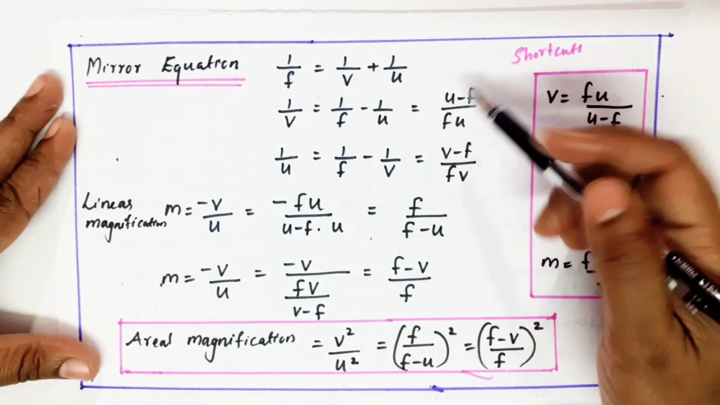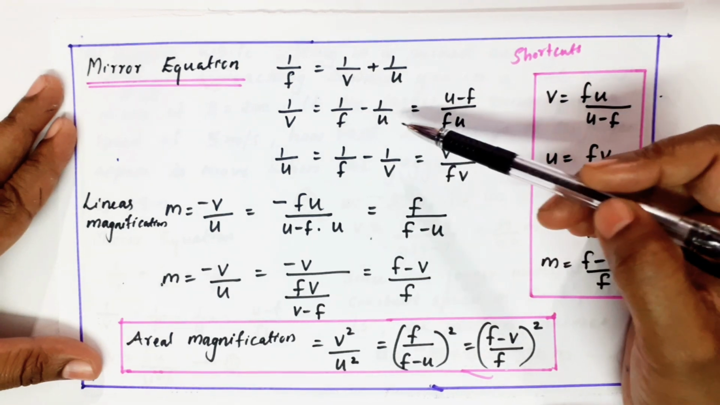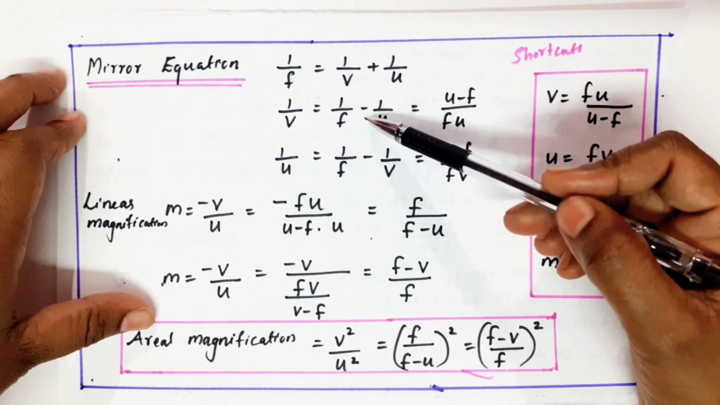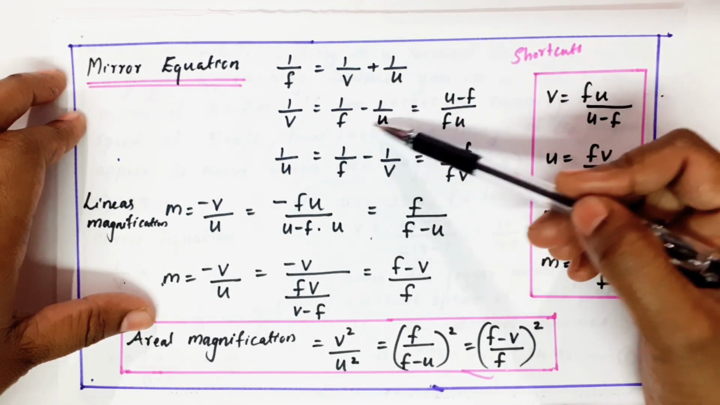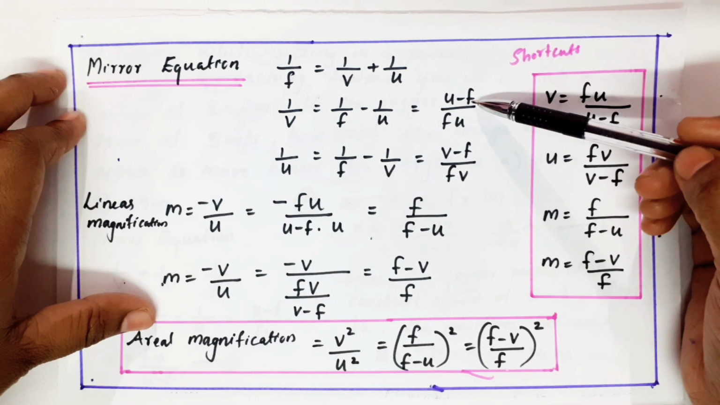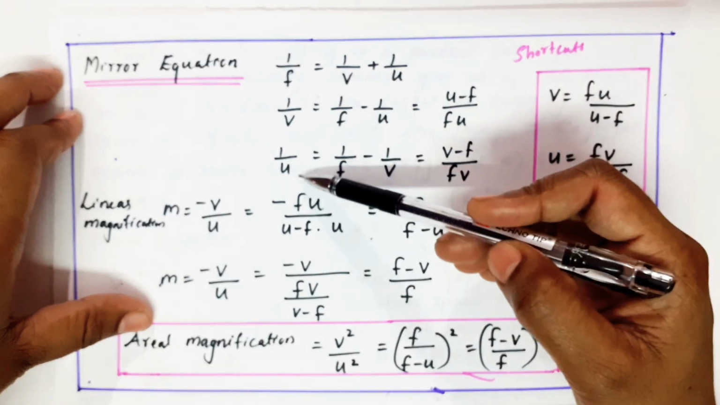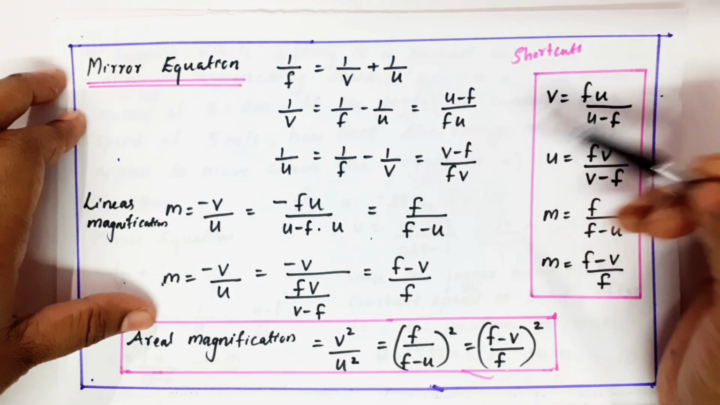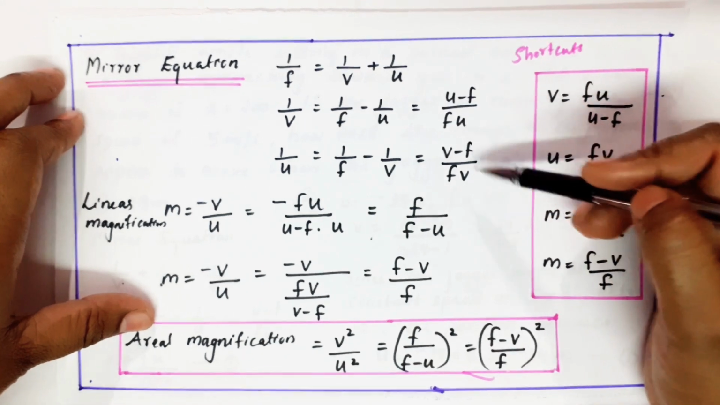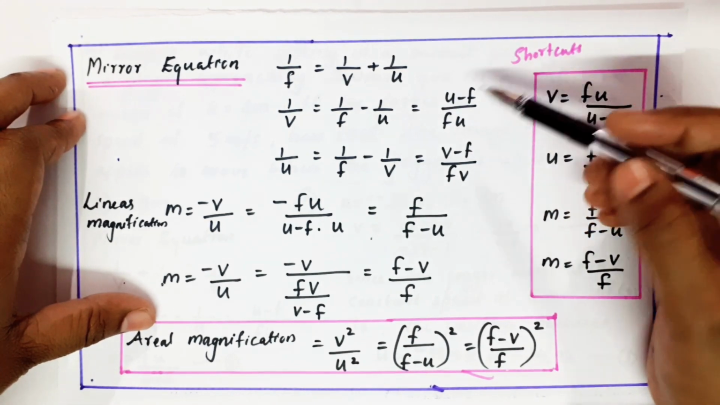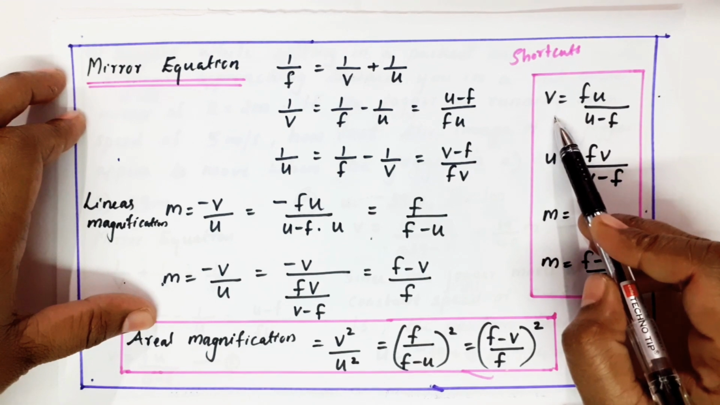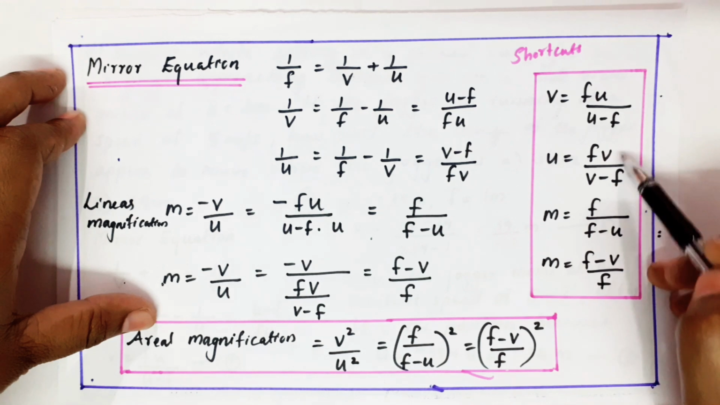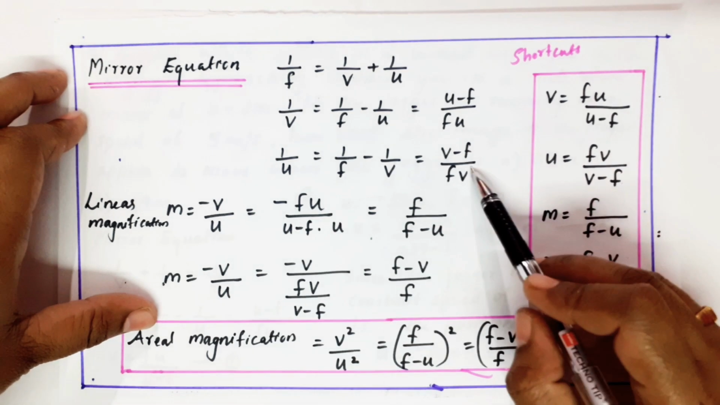I am going to convert this equation into a simpler form for doing numericals. 1 by v we can write as 1 by f minus 1 by u. If you take the LCM, it is fu by u minus f. If we need 1 by u, it is 1 by f minus 1 by v, that is v minus f by fv. So you can write the shortcut form for v and u: v equals fu by u minus f, and u equals fv by v minus f. I have taken the reciprocal of this.